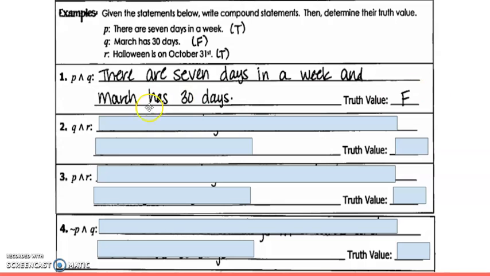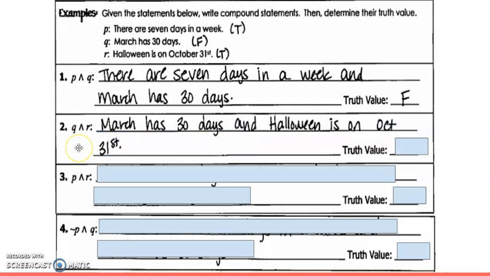Number 2, we're going to do the same way. We're going to write out Q, we're going to write and, and then we're going to write out R. And that's going to look like March has 30 days and Halloween is on October 31st. Again, to figure out the truth value of the whole compound statement, we're going to look at the truth value of the two separate parts. Since one of them is false, this March has 30 days is false, we can go ahead and say that the truth value of the whole thing is false.